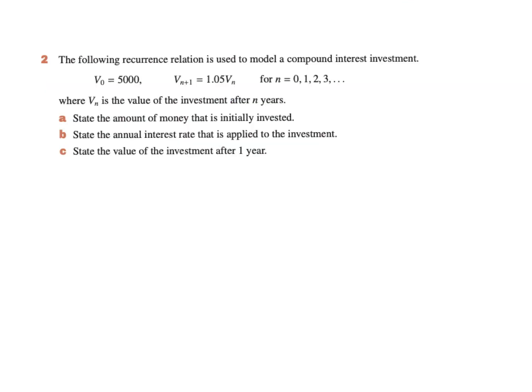All right, so let's have a look at this. It says the following recurrence relation is used to model. So we know it's a compound interest investment, and they've given you a recurrence relation. So if we just quickly do the question, there we go. It says state the initial amount, so we can see that is 5,000.